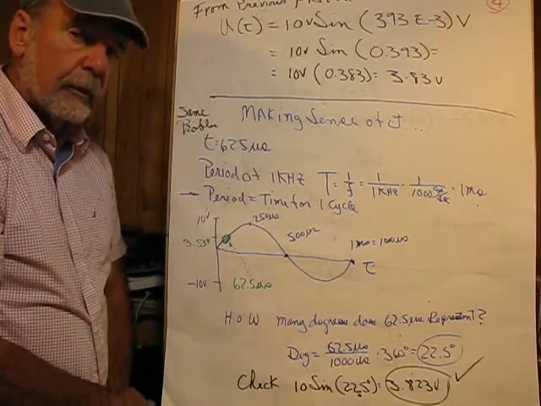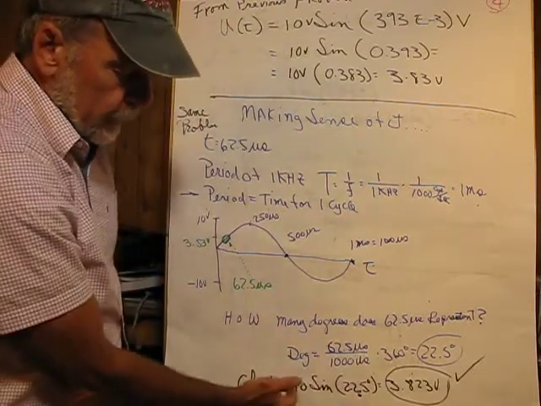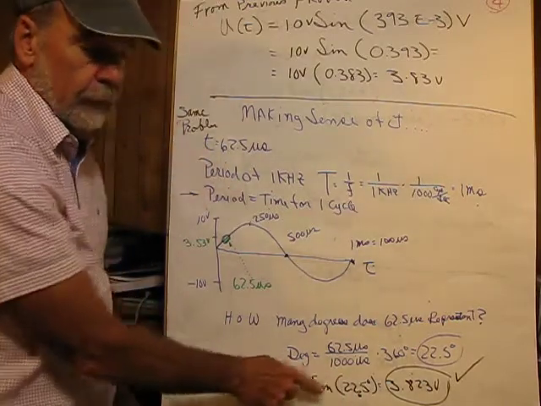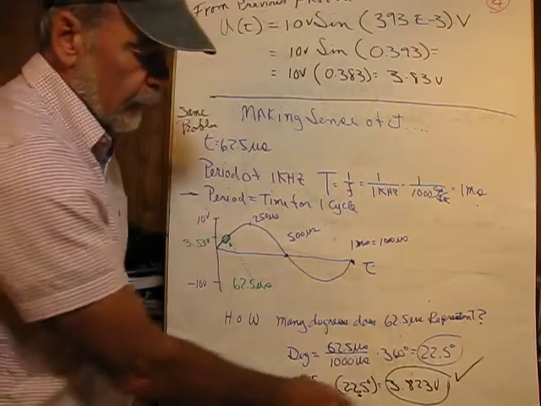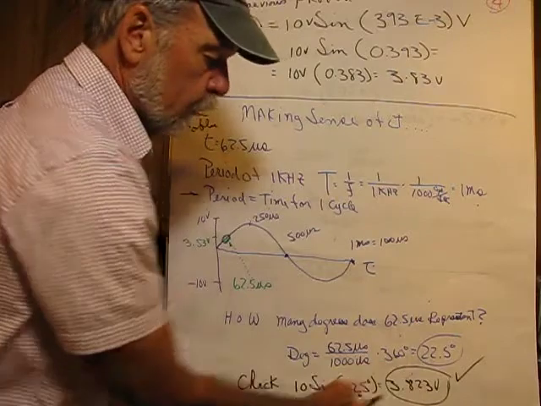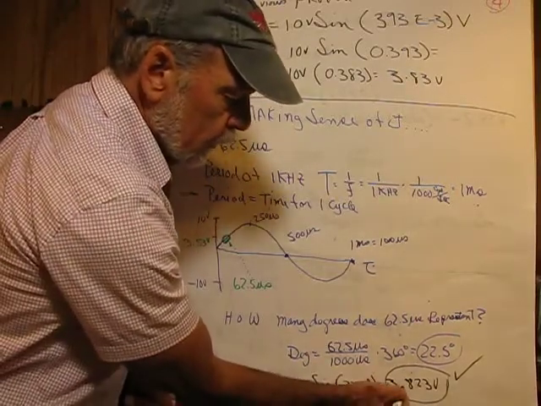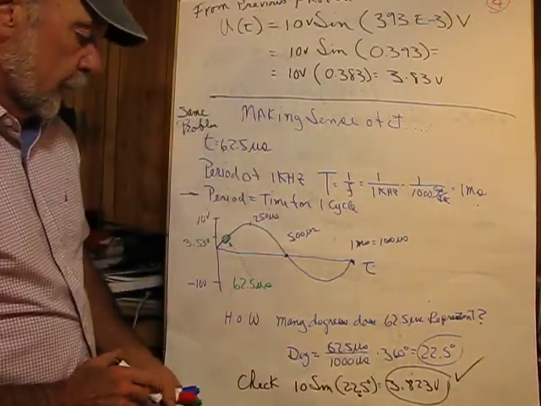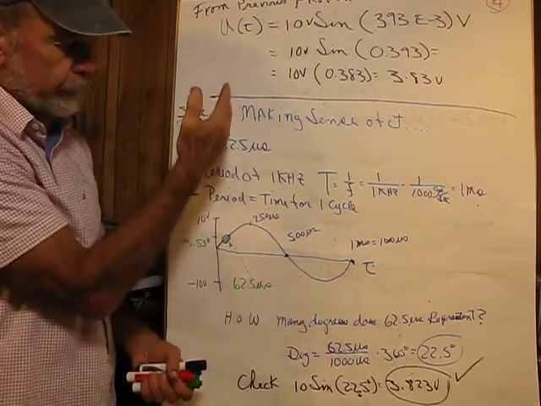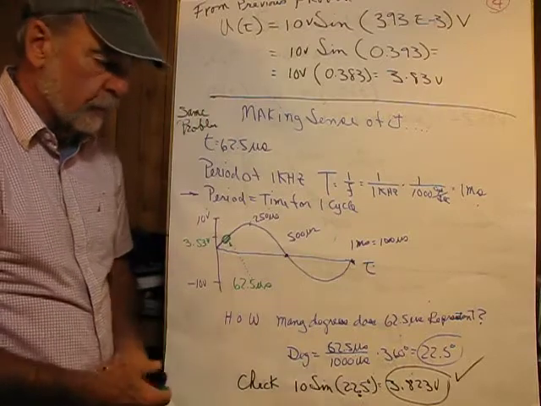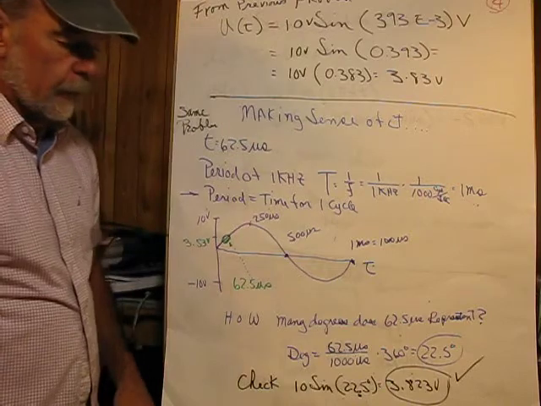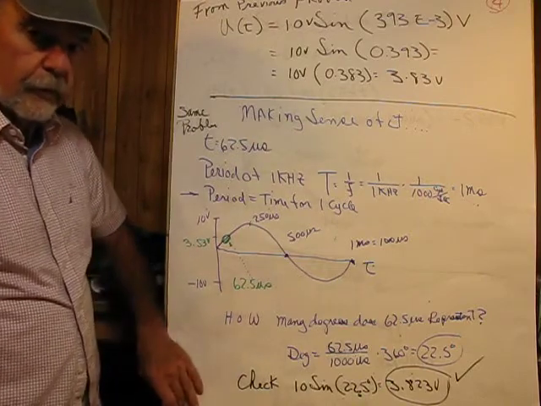Now for a safety check, 10 times the sine of 22.5 degrees, calculator in degree mode, comes out to be the same 3.823 volts. And that's a little guy right there. So that makes sense if we take our values derived from using radian measure and convert them back into degrees and double-check. It comes out to be the same, and it has to.